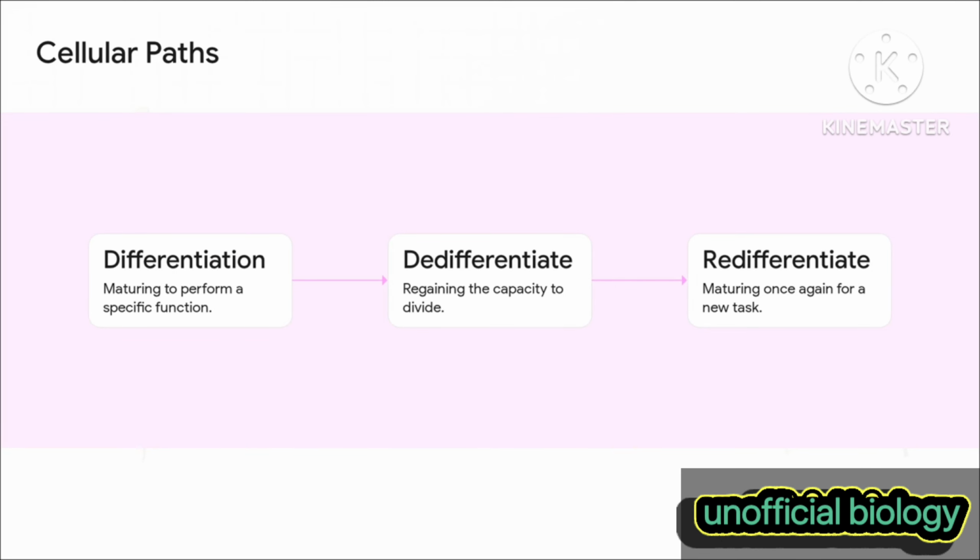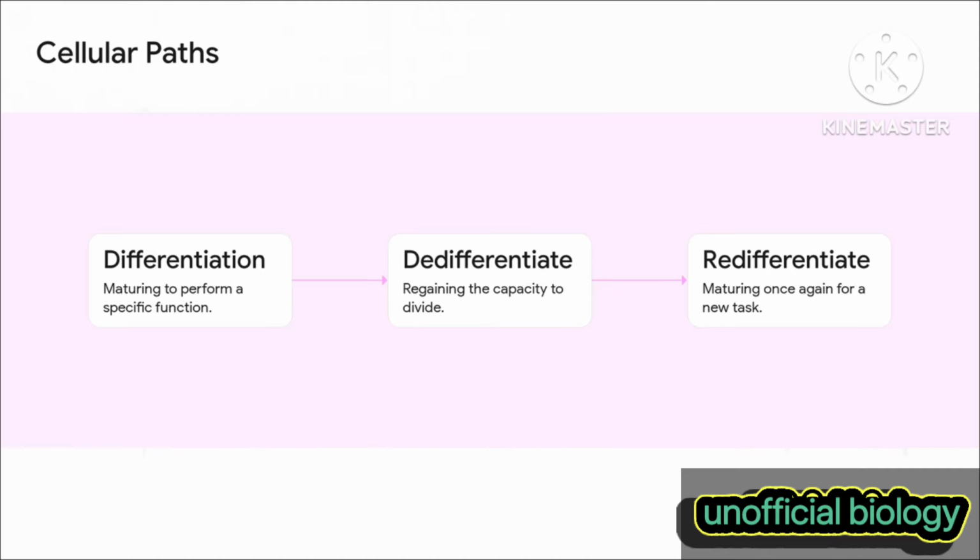Which brings us to this incredibly fascinating 3-step journey of cellular specialization. Step 1 is differentiation. This is the moment a continuously dividing meristem cell finally grows up and matures. It undergoes structural changes to do a very specific job, like losing its protoplasm to become a hollow tube that transports water. But plants are insanely adaptable.